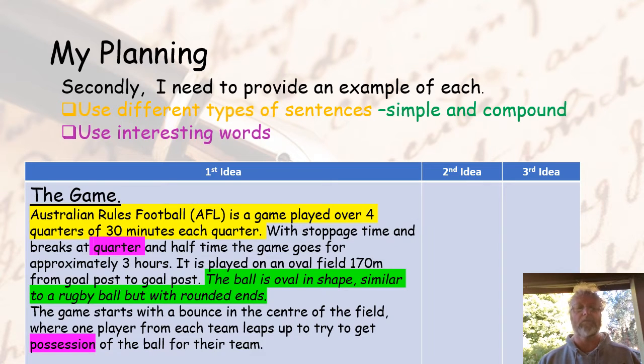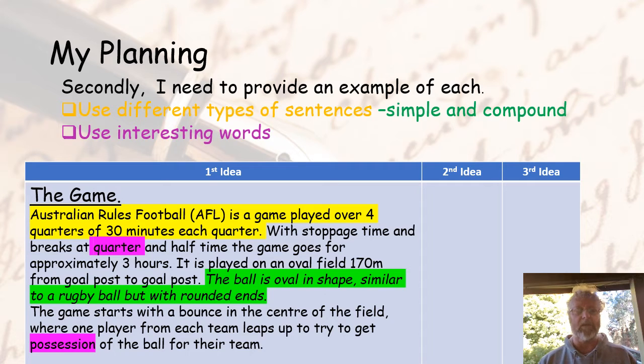So, providing different examples. Here's an example. I'm taking each part, my first idea, my second idea, and my third idea, and I'm going to show you some things. I've highlighted different things in different colors, and I'm going to tell you about them. So let me read to you just my first sentence that is in yellow. Australian rules football, AFL, is a game played over 4 quarters of 30 minutes each quarter. I've written this sentence and highlighted it in yellow because it's my introductory sentence. It explains what I need to tell you about AFL.